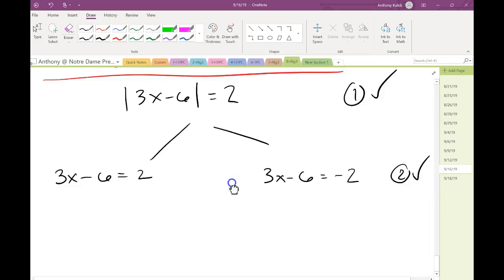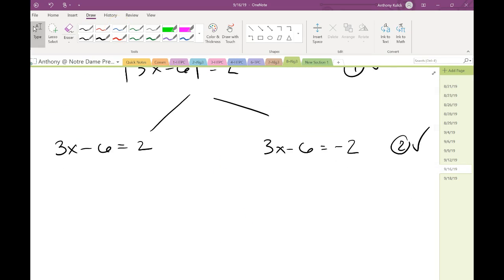Step 3 says to solve each of these equations separately. So let's solve the one on the left first. What would be the first thing I want to do to solve 3x minus 6 equals 2? Add 6 to both sides. Excellent. And then what would I do?